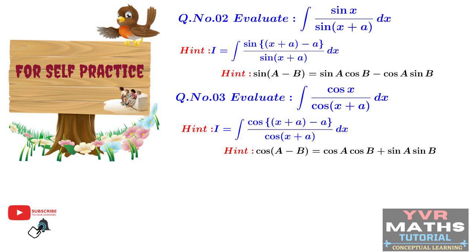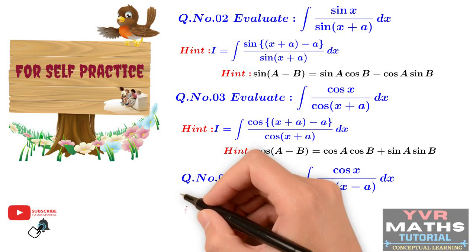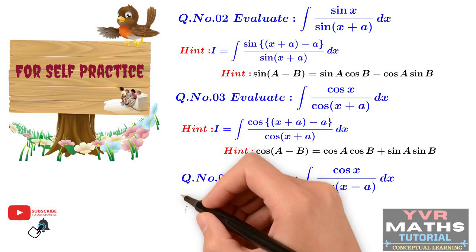And one more question. This is the fourth question. So like previous questions, if you observe here, the integrand of this question is also in the form of cos x by cos of x minus a. In this integrand, the numerator part, the cos trigonometric ratio angle is x. So for this x, I am subtracting a and adding a. So for this question also, I will give you the hint.